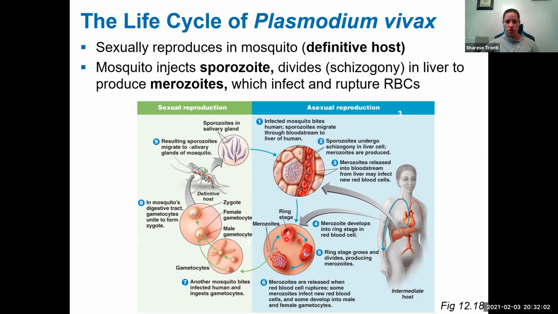This ring stage is where the merozoites are continuing to divide inside the red blood cell. Eventually that will cause the red blood cell to burst, spreading those merozoites even more. If a mosquito then bites that person who has malaria, then that mosquito will pick up those merozoites, which will then undergo sexual reproduction, and the cycle will continue.